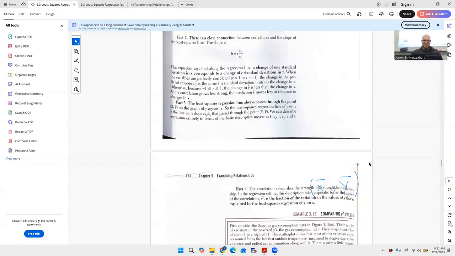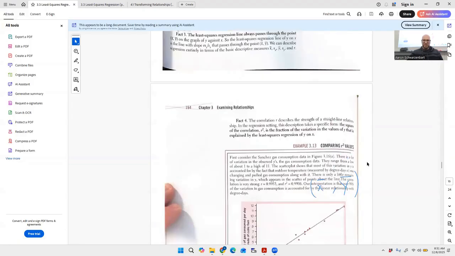The fourth one, I don't remember. Fact 4. Correlation describes the strength of the straight line relationship. R squared is the fraction of variation of y that can be explained by x by the least squares regression line, y on x.